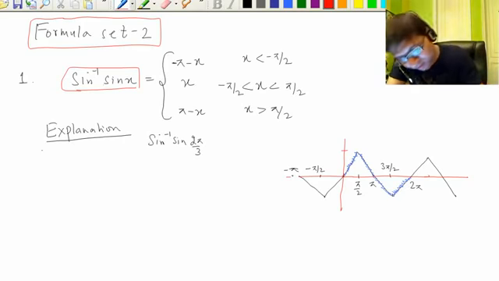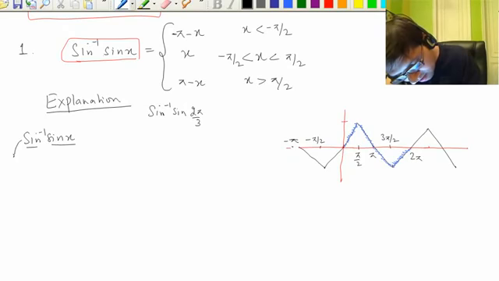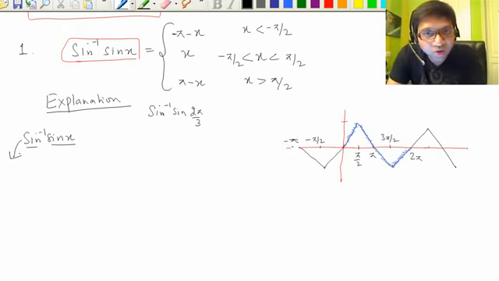So what we do: sine inverse sine x. We discussed that sine inverse x can throw out a value which can only be between minus pi by 2 and pi by 2. All these problems have come because we're treating inverses as functions, and actually inverses are not functions, right?